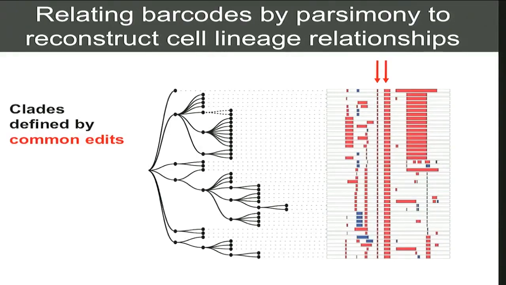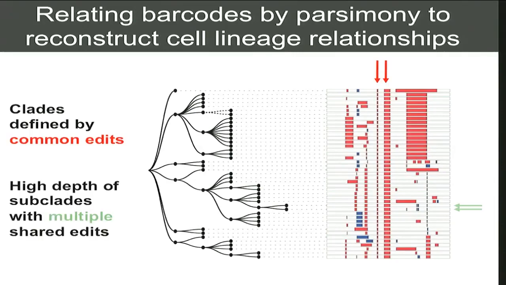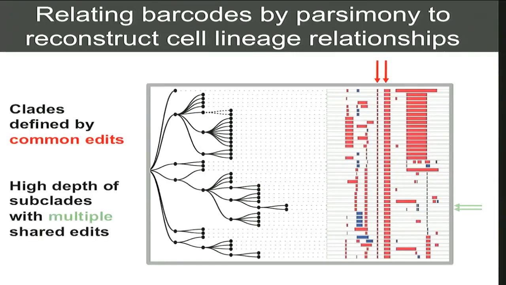So here, for example, this is a clade, and you can see that every member of this clade is defined by, or shares, a common pair of edits, right? And therefore, we can group them together. And then you have subgroups that have dependent edits that are only present in subsets of the alleles. So, okay, this is one portion of the overall tree.